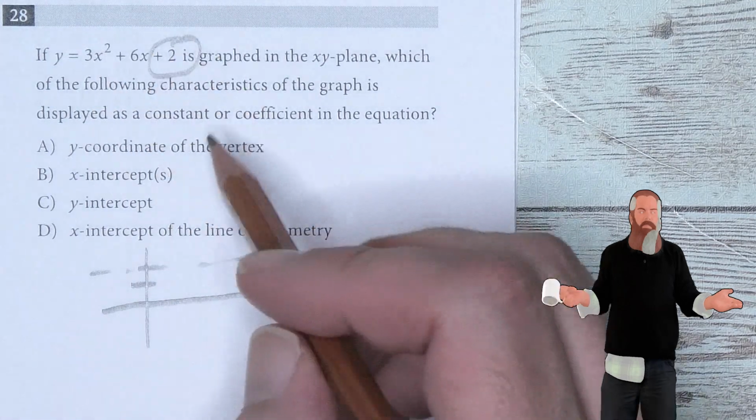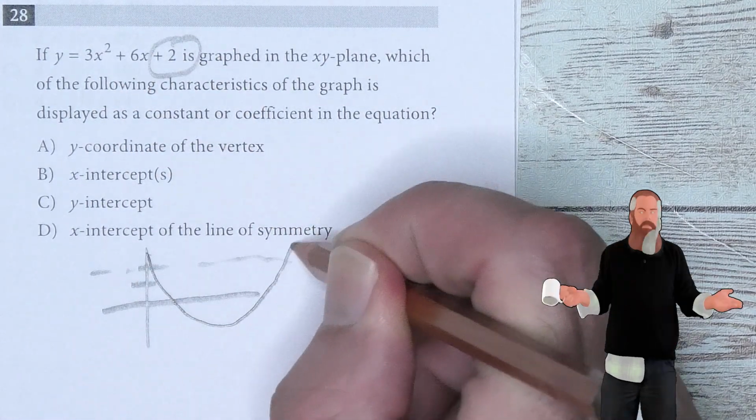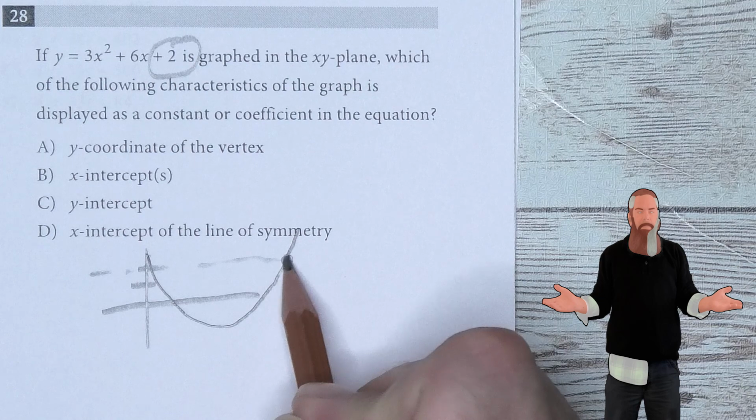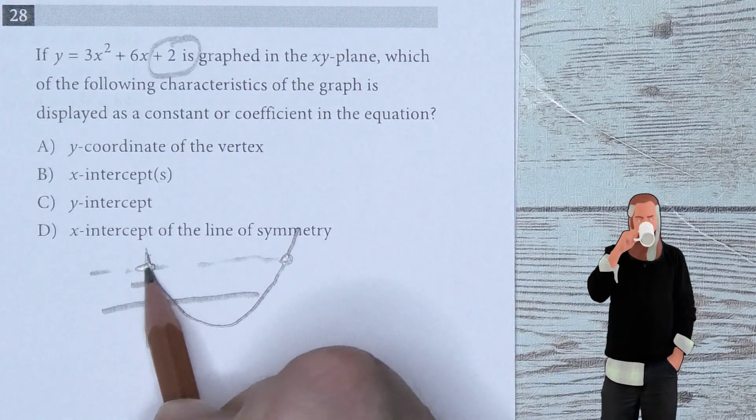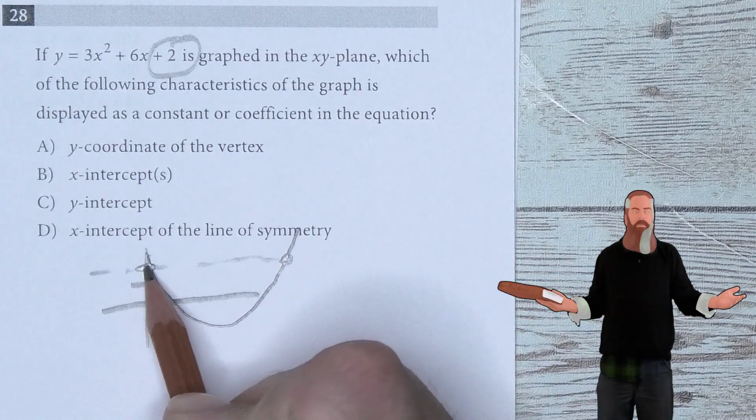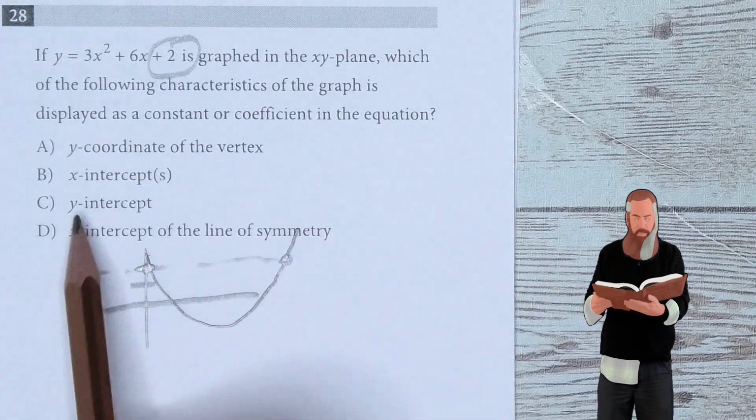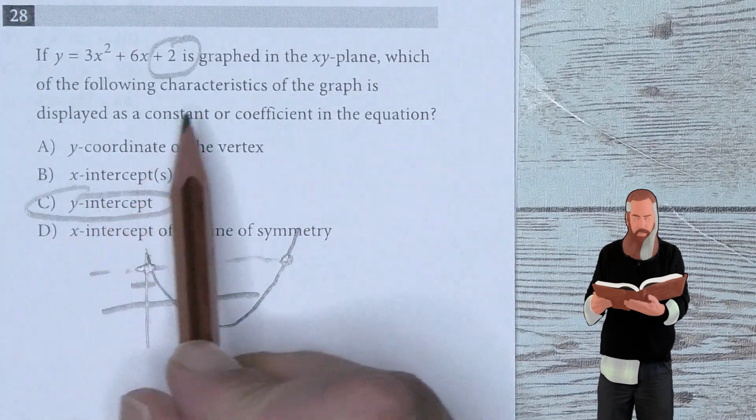Now this is a smiley face parabola, so it probably would look something like this. There would be 2 points, but this is a y-intercept, meaning C is going to wind up being our answer.